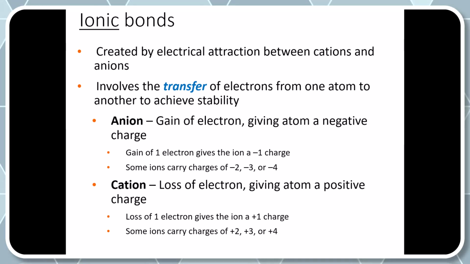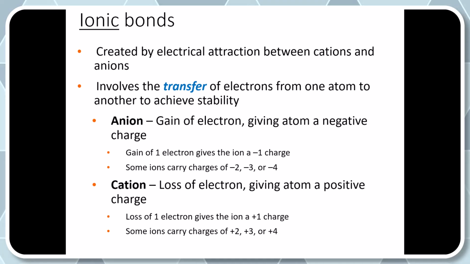Because what's the charge of an electron? That would be negative. So when it gains an electron, it gives the atom a negative charge. A gain of 1 electron gives a negative 1 charge. A gain of 2 electrons would give a negative 2, and negative 3 and 4 and so on there.